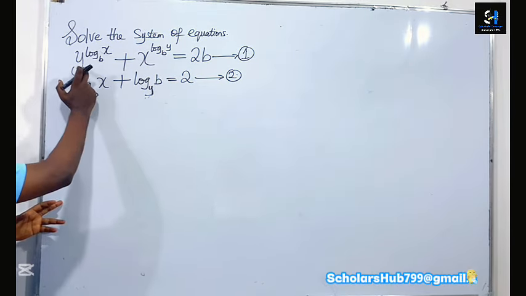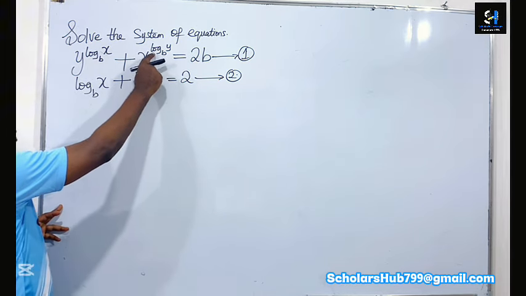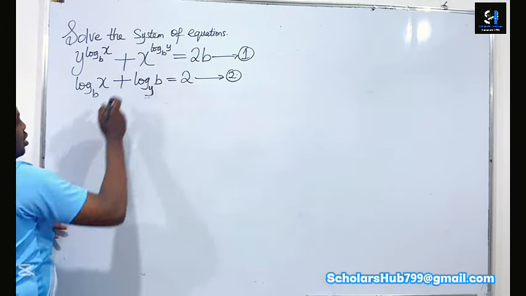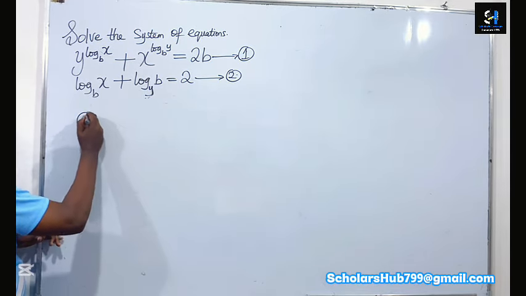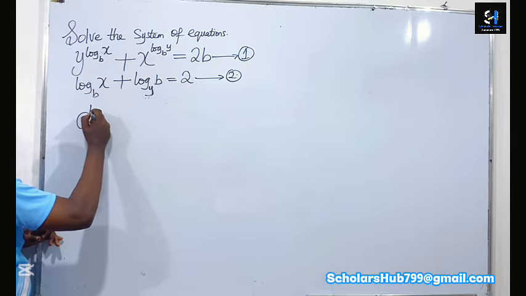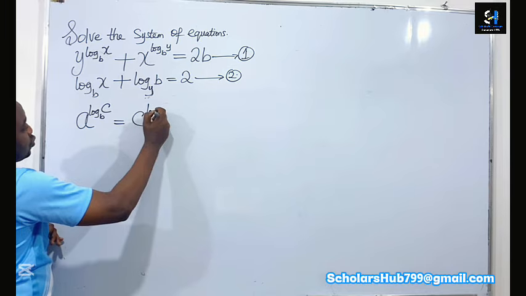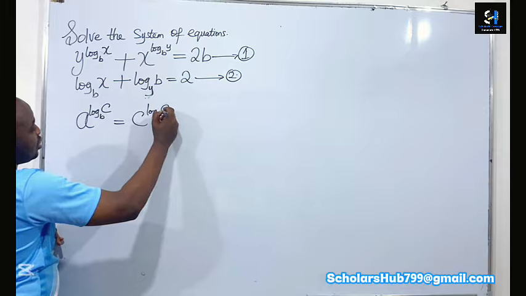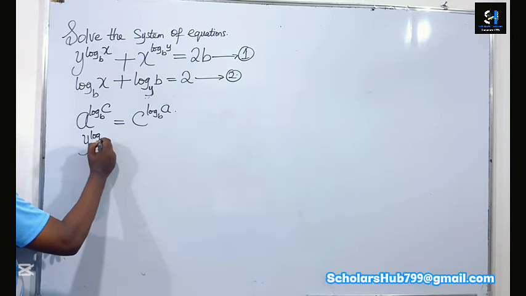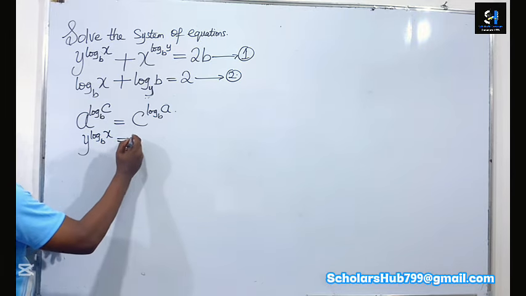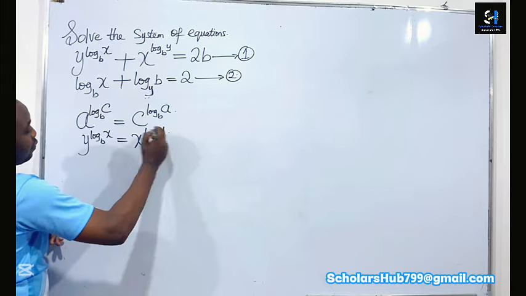Now, I can change y raised to the power of log base b of x to x raised to the power of log base b of y by using one of the properties of logarithms, which is the statement that if we have a raised to the power of log base b of c, this will be equal to c raised to the power of log base b of a. So for y raised to the power of log base b of x, this will be equal to x raised to the power of log base b of y.